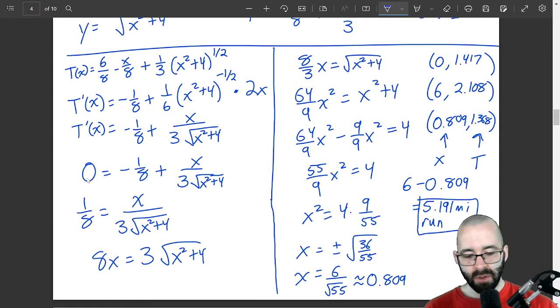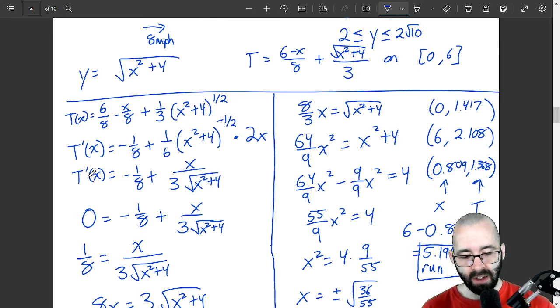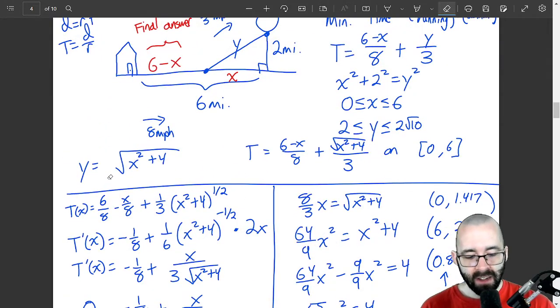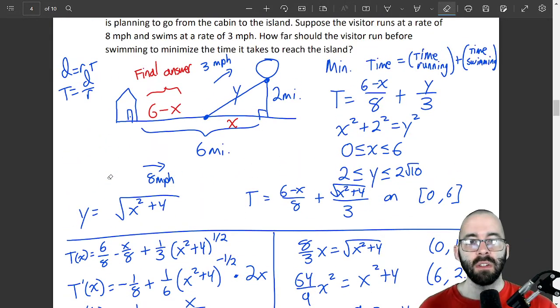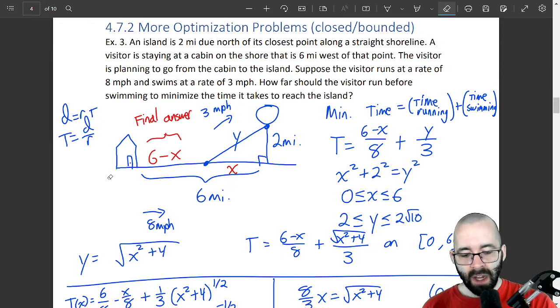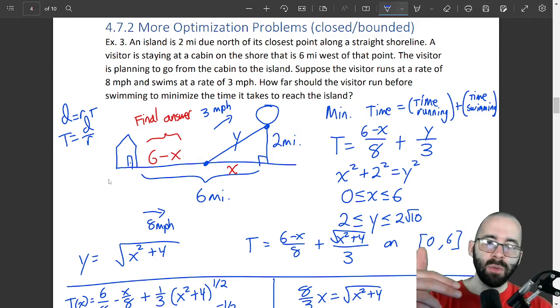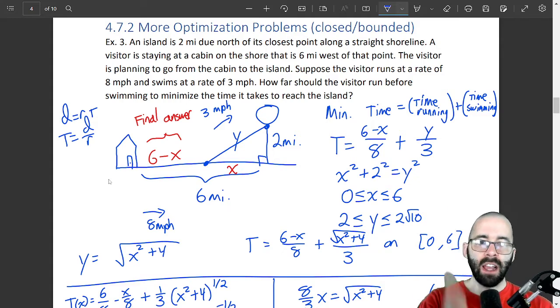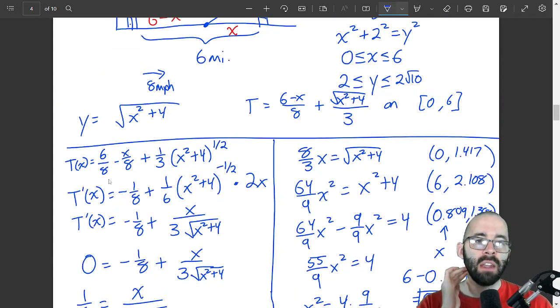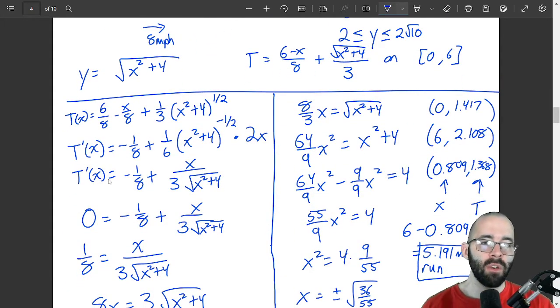And again, I just want to combine what's going on here. Just look at this part again. When x is 0, the time it takes is 1.4 hours. When x is 0, what does that mean? That's when this is equal to 0. That means if we just run directly, as far as we can, so that we're perpendicular to the island, it's going to take about 1.4 hours.